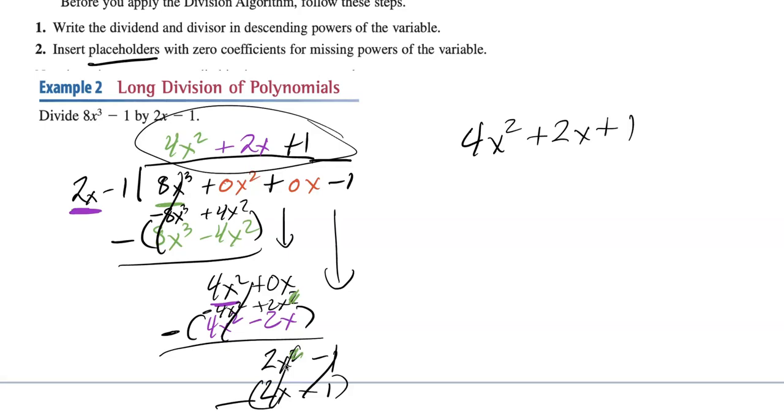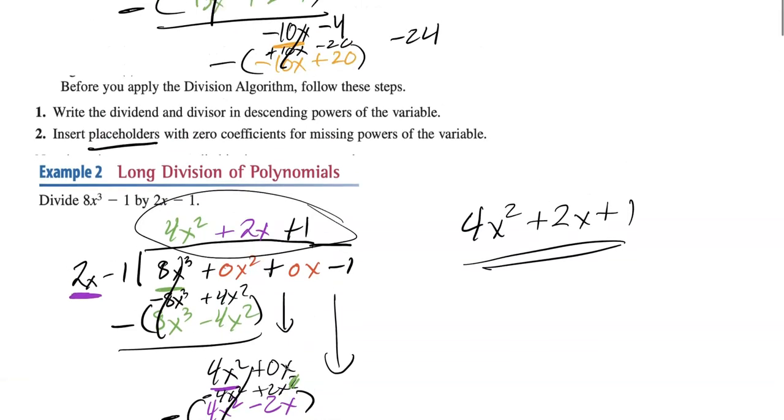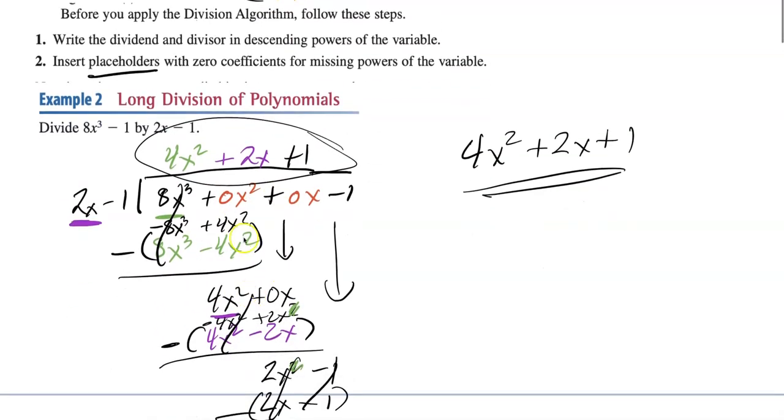Now again, you could get remainders, you could get no remainders. It all depends on the problem itself. But that's the process, right? You do long division like you did in grade school. If they're missing terms, put little placeholders in so you keep everything in line.